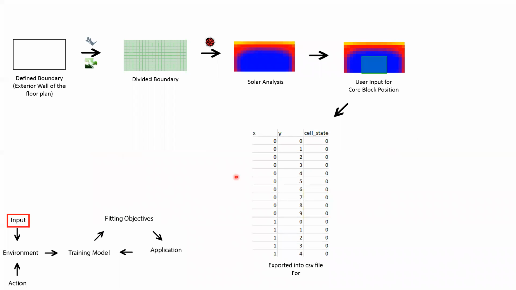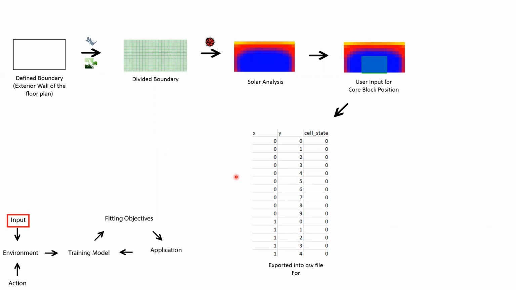For the input, this is defined by the user as the defined boundary of the exterior wall of the floor plan. It is passed into Rhino and Grasshopper, then using Grasshopper to divide up the boundaries into precise square grids, each around 1 square meter per grid.